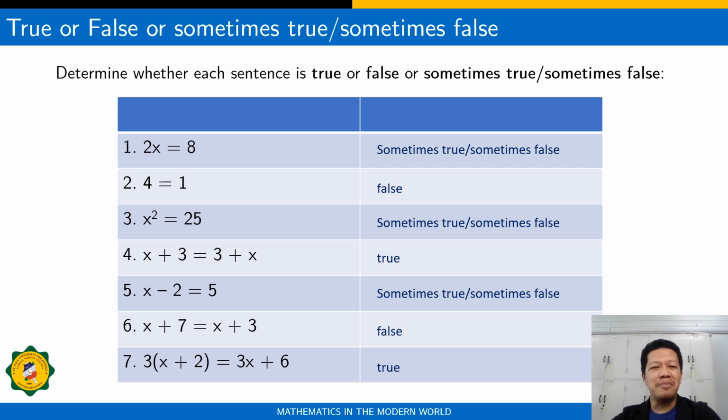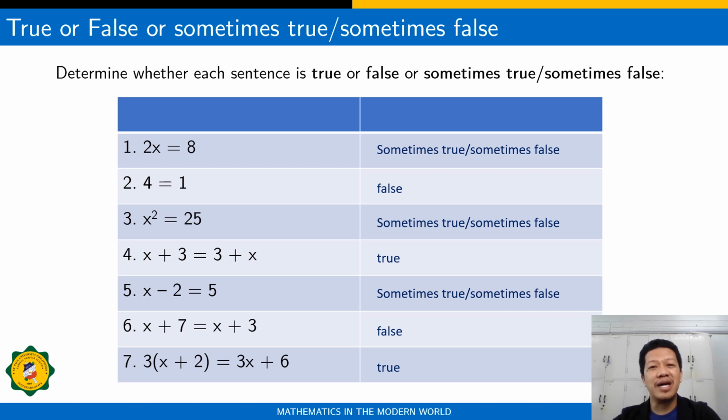Okay, look at number 1, number 3, and 5. They are actually sometimes true, sometimes false. So why are they examples of equations which are sometimes true, sometimes false? What are their common characteristics? Try to solve for the values of x for these equations, number 1, 3, and 5.